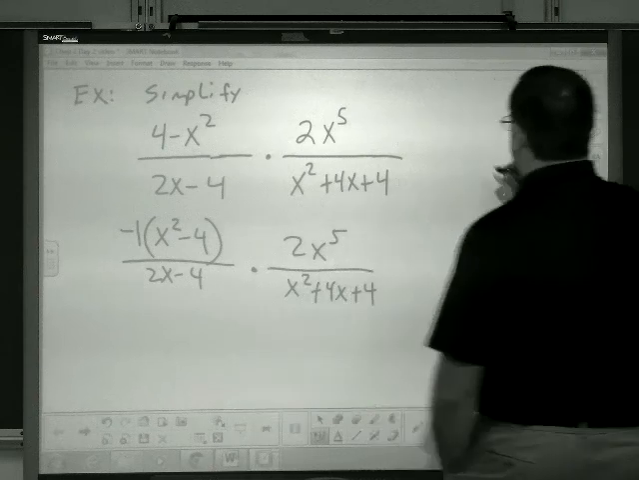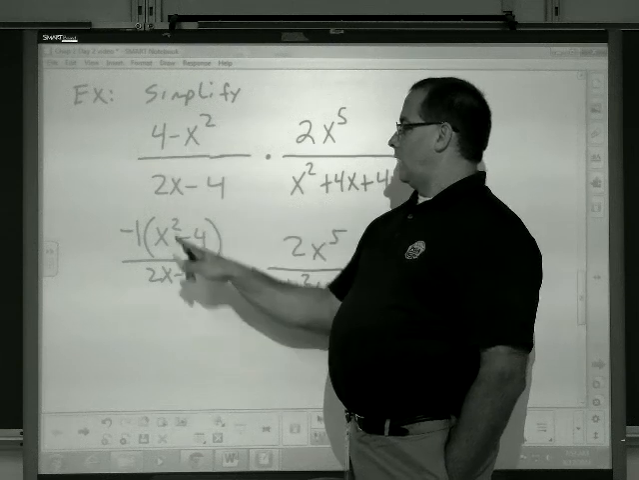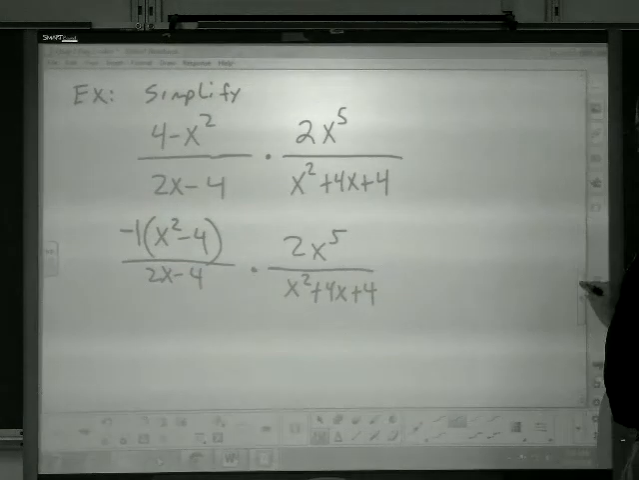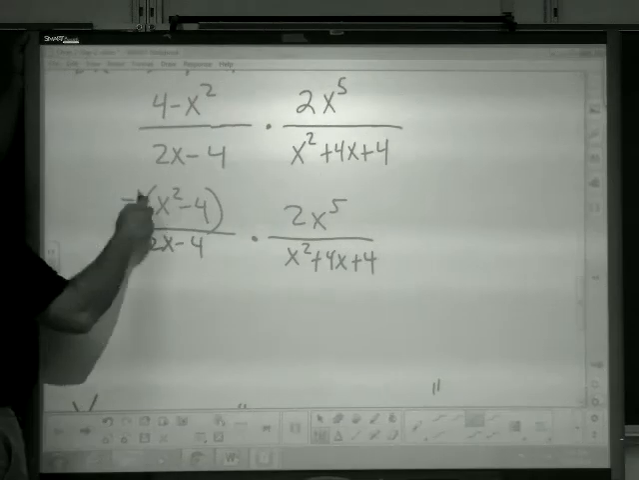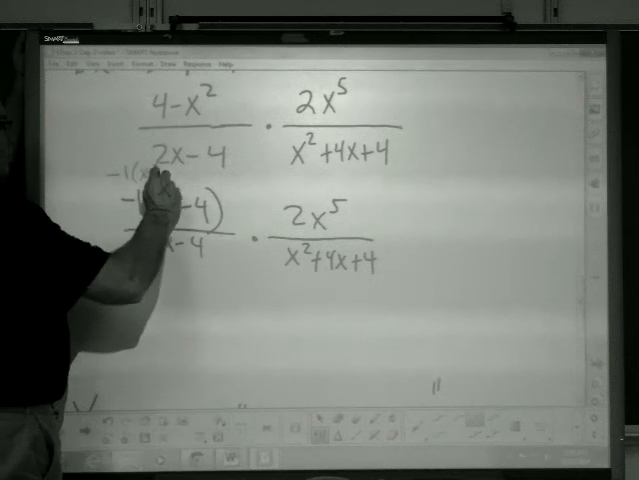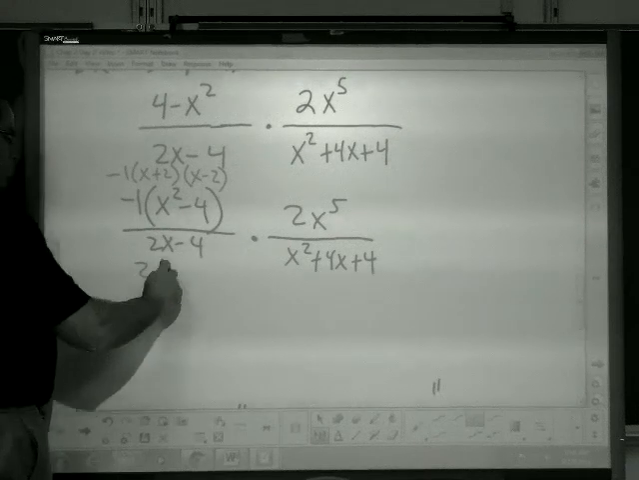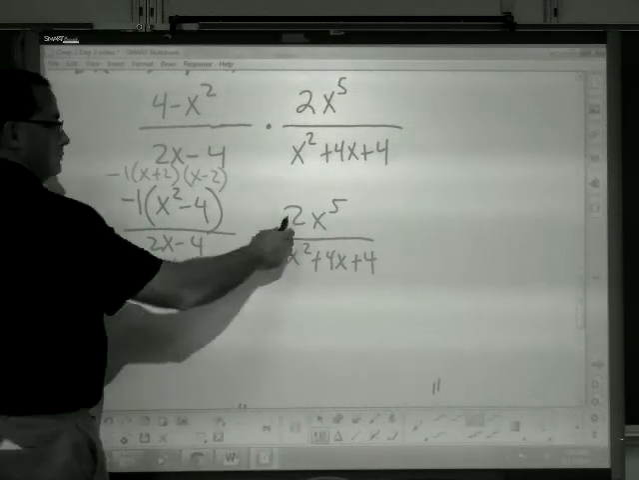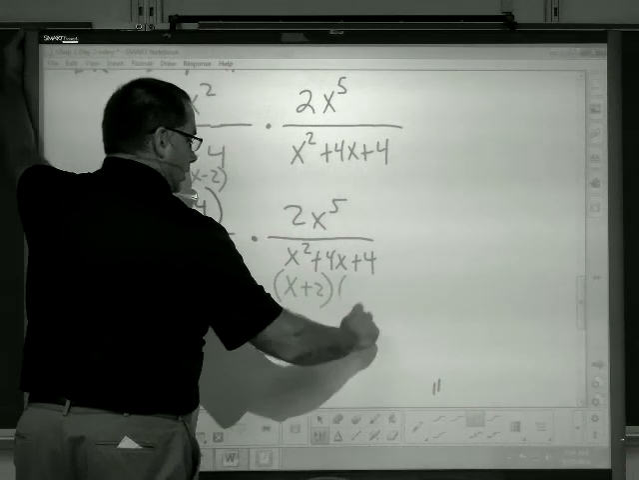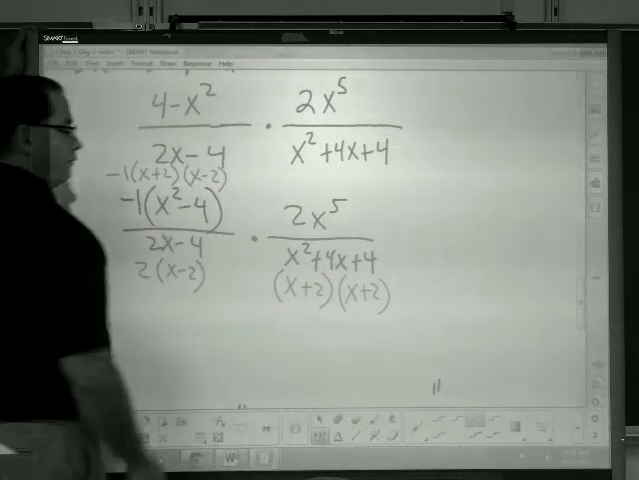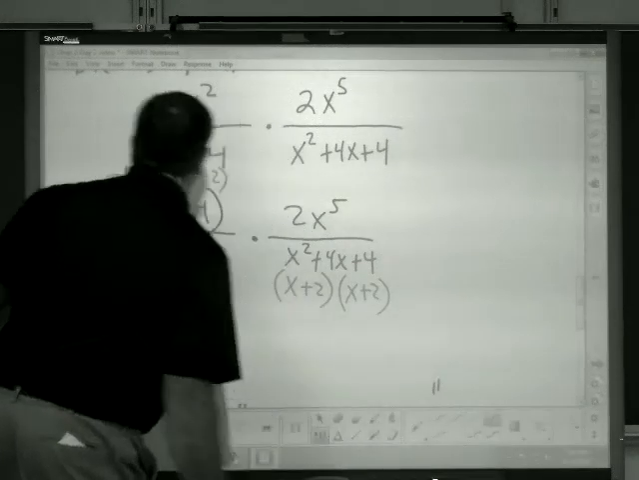So the first thing I did here, and it's not every problem, but I want to switch these two terms around. I want to factor out a negative 1. Okay, so now factor and reduce. Well, this is negative 1, and then x squared minus 4 is x plus 2, x minus 2. This is 2, x minus 2. Nothing factorable here. This looks like x plus 2 and x plus 2. Factors of 4 that add to 4. x plus 2, x plus 2. So factor, now reduce.